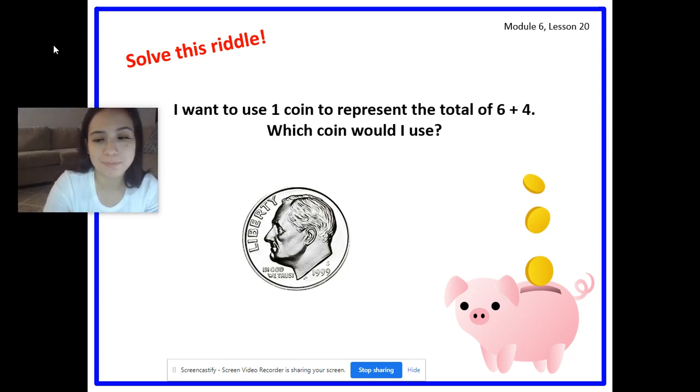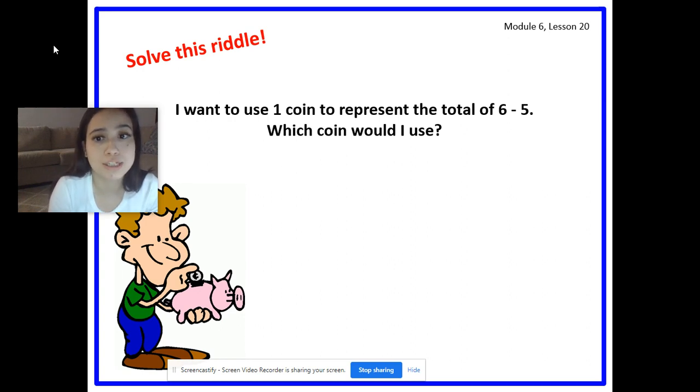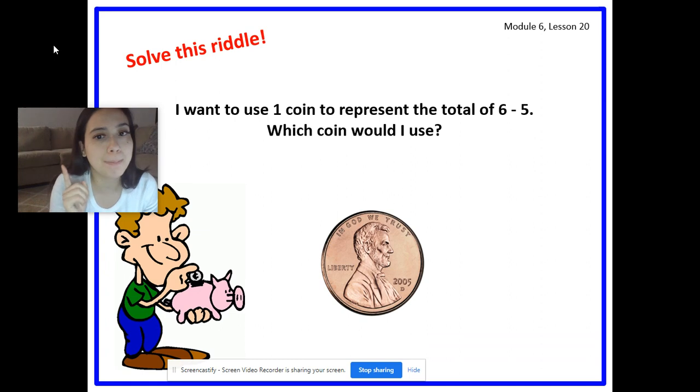Last one. Ready? I want to use 1 coin to represent the total of 6 minus 5. Which coin would I use? Think about it. Get ready. A penny, because 6 minus 5, you're taking away, is what, boys and girls? Get ready. 1 cent. So you would use a penny. Give yourself another brain kiss if you solve this riddle correctly. And just give yourself a brain kiss for just trying this, even if you didn't solve them correctly.